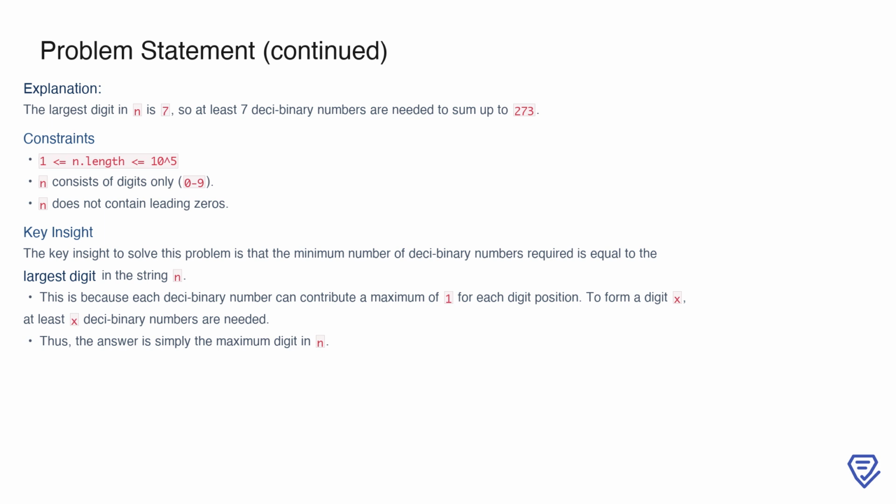The key insight here is that the minimum number of Deci-Binary numbers required is always equal to the largest digit in the string n. This is because no single Deci-Binary number can contribute more than 1 to any digit in a specific position, so the largest digit effectively sets the lower bound for the number of such numbers required.